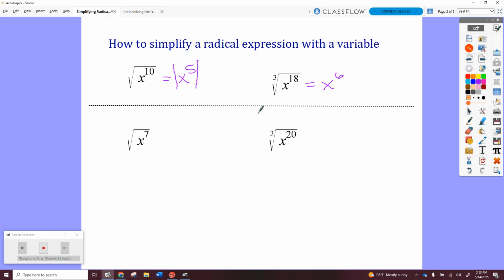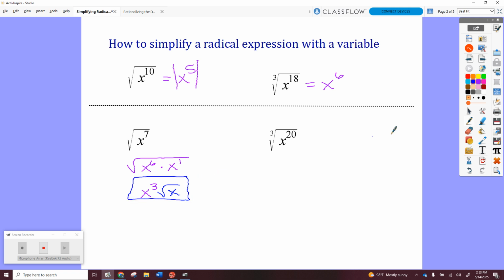Okay, so now here I have the square root of x to the 7th. I cannot divide 7 by 2, so I need to factor this. I'm going to factor it to look like x to the 6 times x to the 1, because when I multiply variables, you add the exponents. 6 plus 1 gives us this 7. So now I can divide out the exponent. 6 divided by 2 is 3, so that will give me x to the power of 3. But guess what? This x is going to stay underneath the radical, just like that.